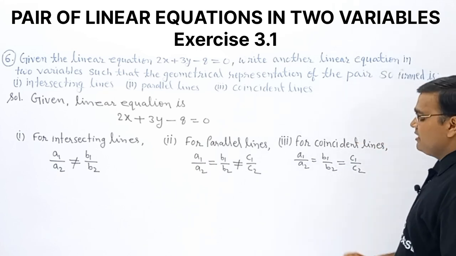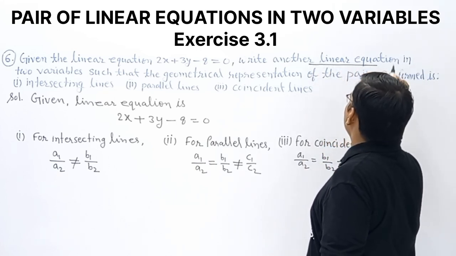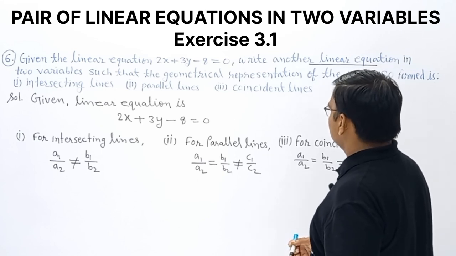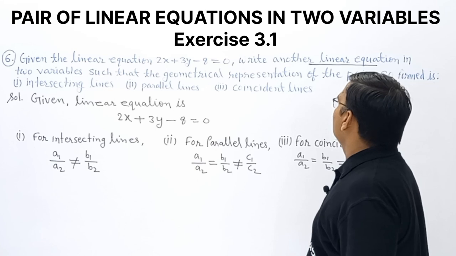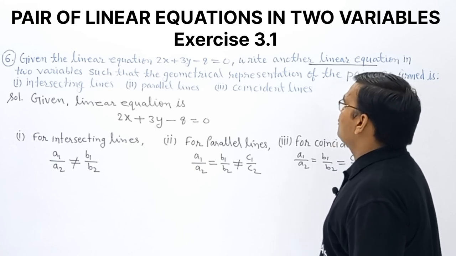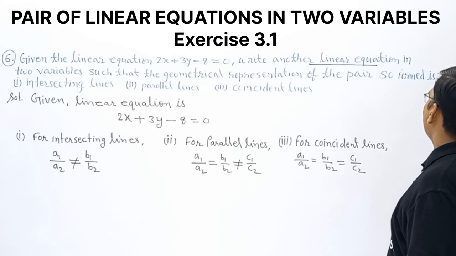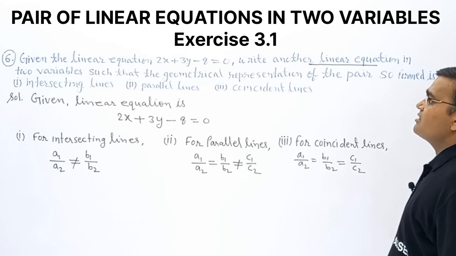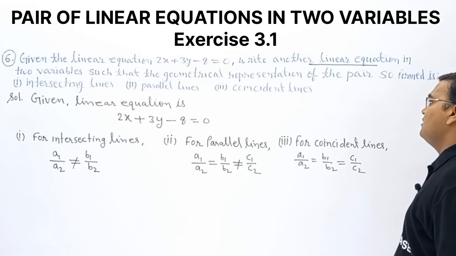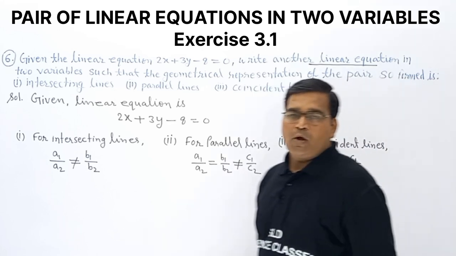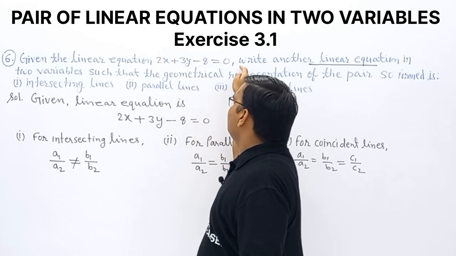Write another linear equation. What we want? We want to write another linear equation in two variables such that the geometrical representation of the pair so formed is intersecting lines, parallel lines, coincident lines.